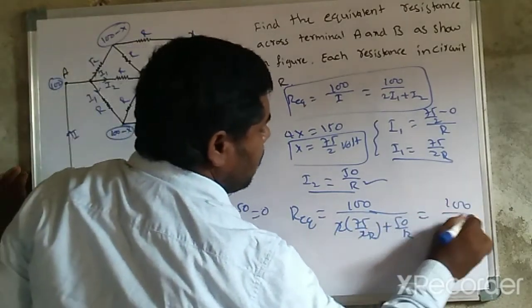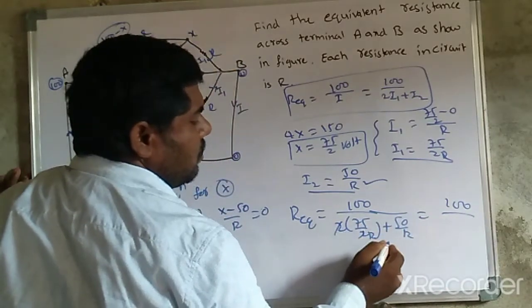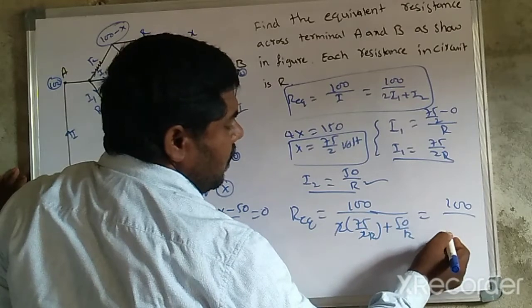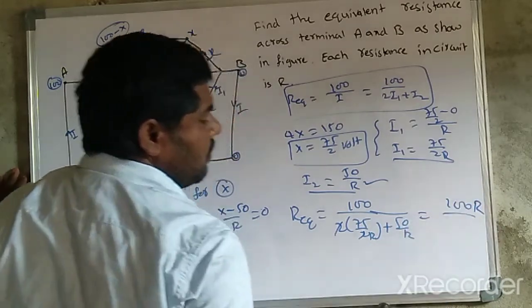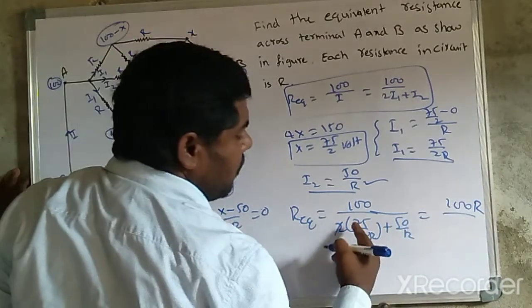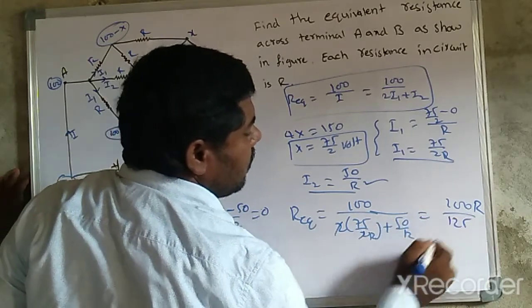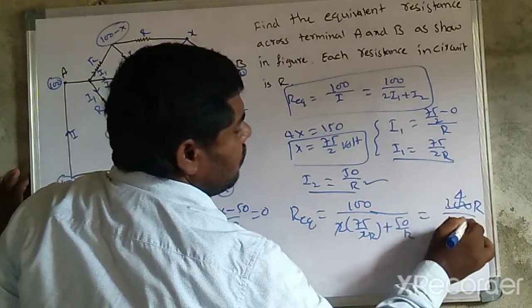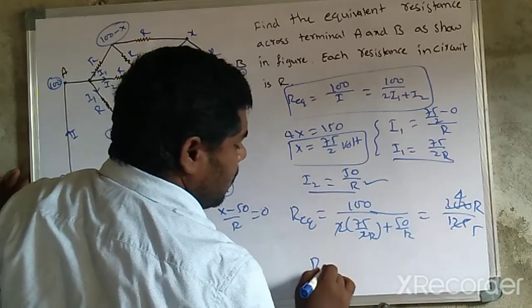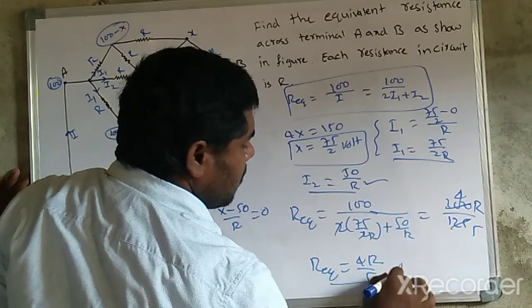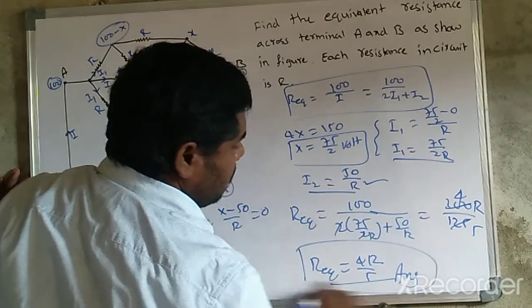So 100 divided by R, take out LCM, and 1 by R, nothing but the numerator you may write R. So here 75 plus 50 is nothing but 125. So 25 4s are 100, 25 5s are 125. So R equivalent is equal to 4 by 5. This is the answer to the question.